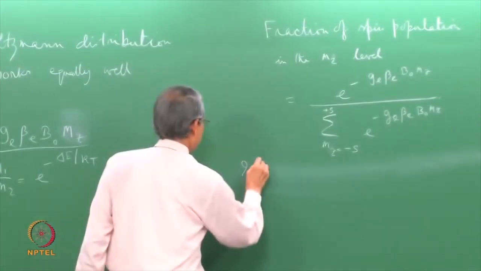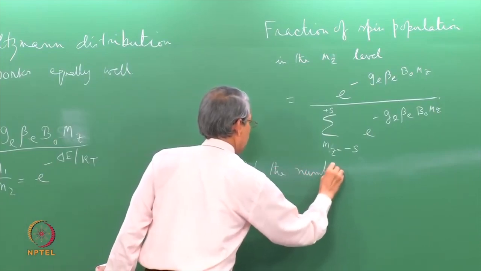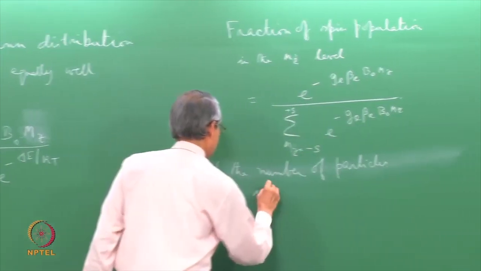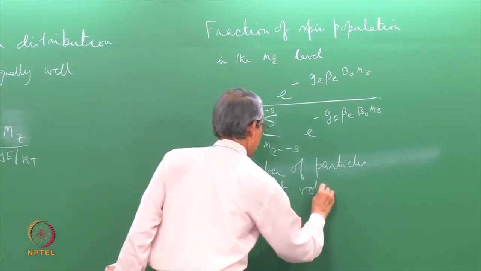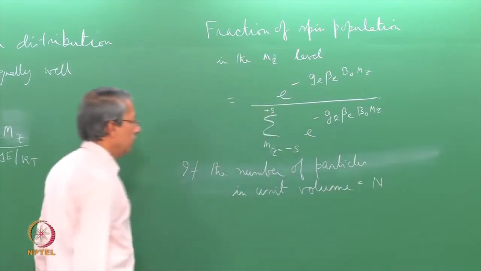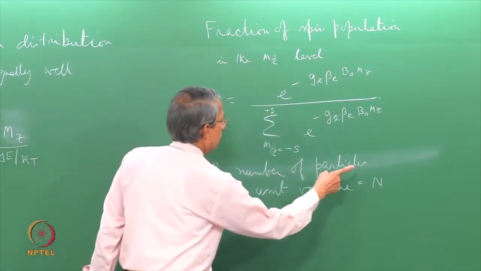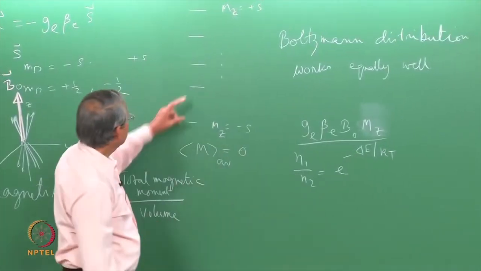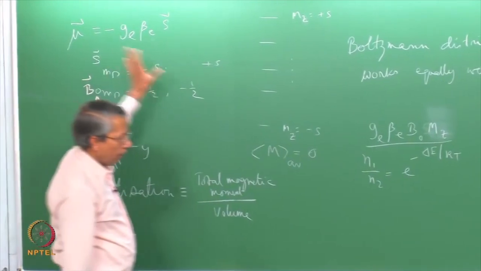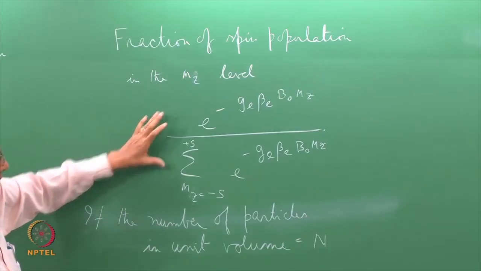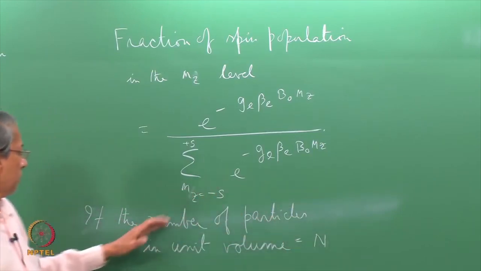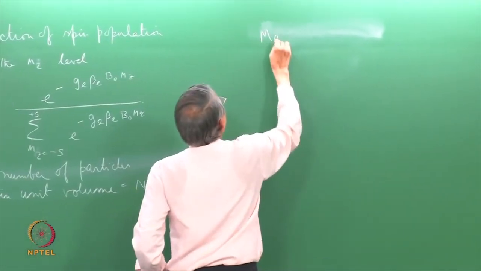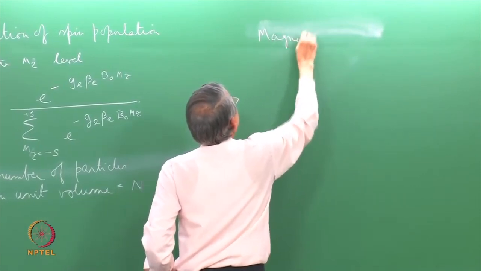So, now, if the number of particles in unit volume is equal to n, then I find out how many of this n are distributed in various energy levels here, and each of them will have a magnetic moment given by an expression of this kind. So, I get the average value of the magnetization coming out for this n particles, and since n is the number of particles in unit volume, that average magnetization will essentially give rise to the magnetization.